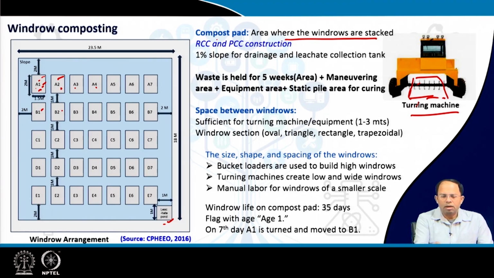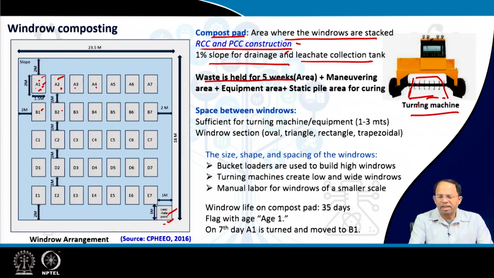So this particular compost pad is made of RCC and PCC construction, reinforced cement concrete and plain cement concrete construction. Why? Because this is an area where all these machines will operate. The garbage is there to decompose, so we should not allow it to mix with soil and so on, right? And it has to be cleaned at certain intervals. So this entire pad is given a 1% slope, which helps in the drainage through, of course, some drains. And these underground bottom drains, you can say, from the surface, collect the leachate in a leachate pond for further treatment or even for reuse, spraying this leachate as moisture for the garbage.